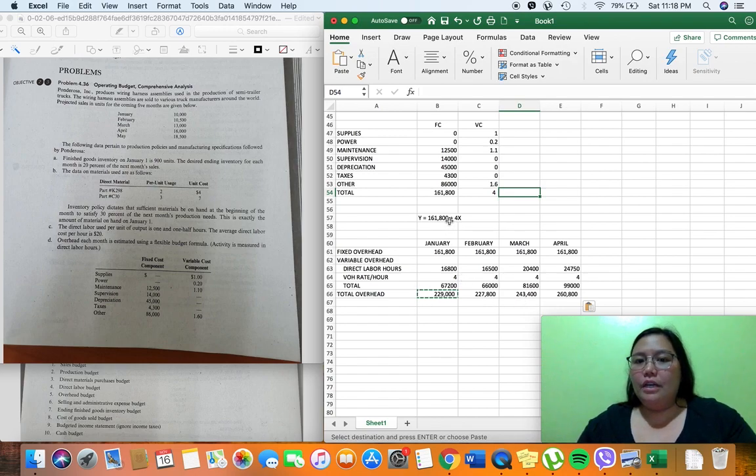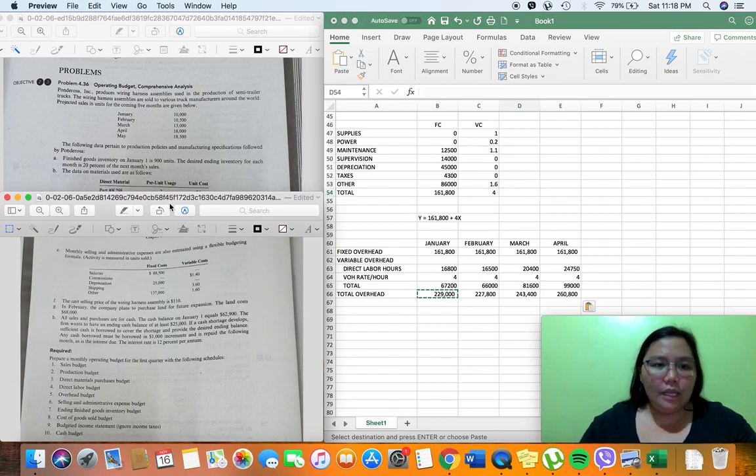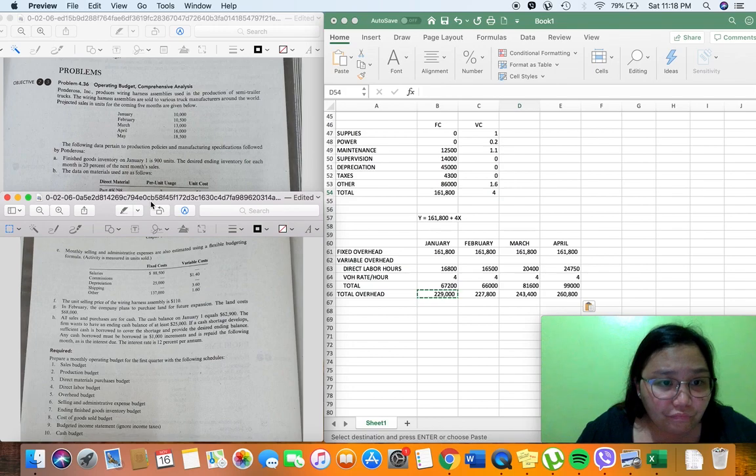Okay? So again, you just have to compute for the total fixed cost and then the total variable cost, and then plot it as y is equal to a plus bx, and then compute for the total overhead using the formula.